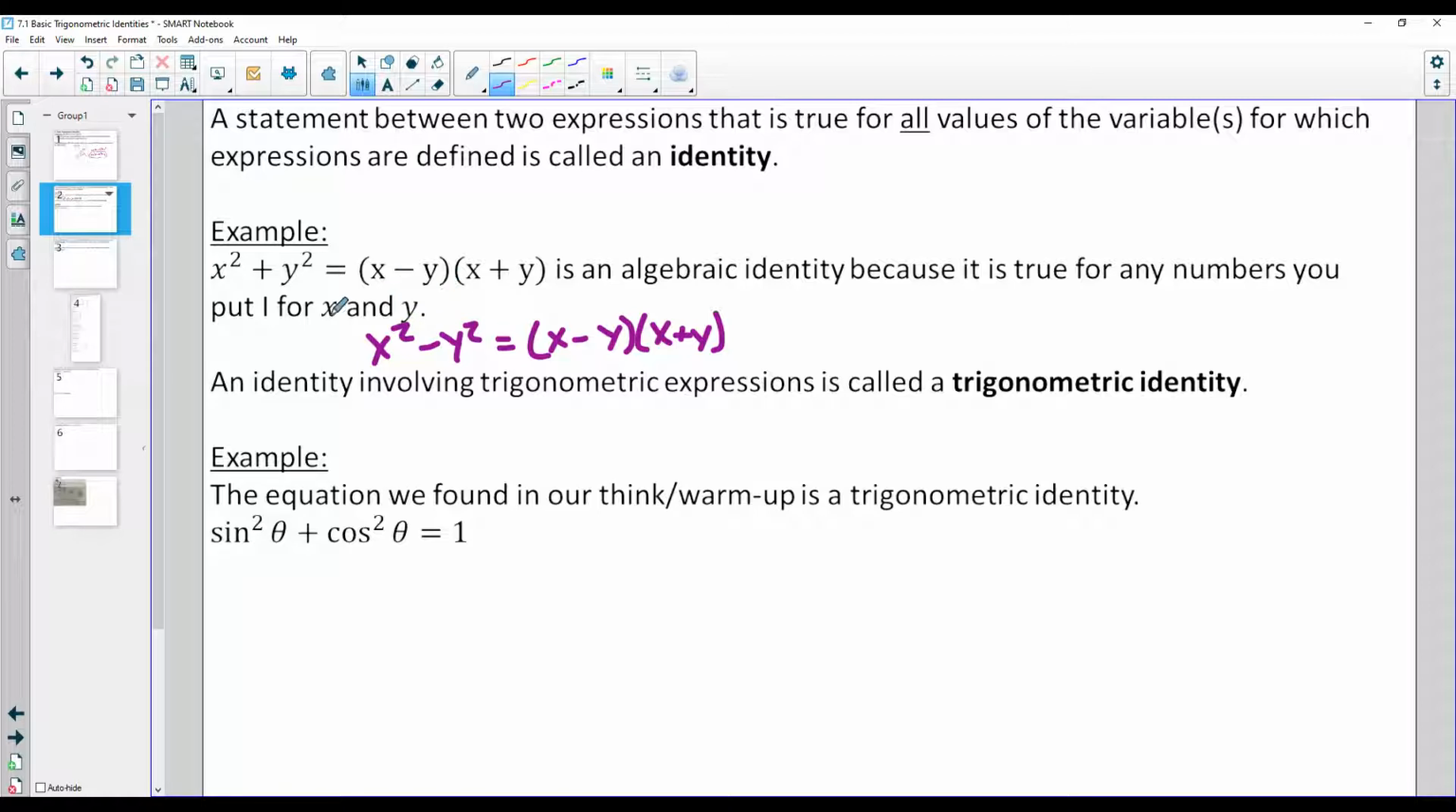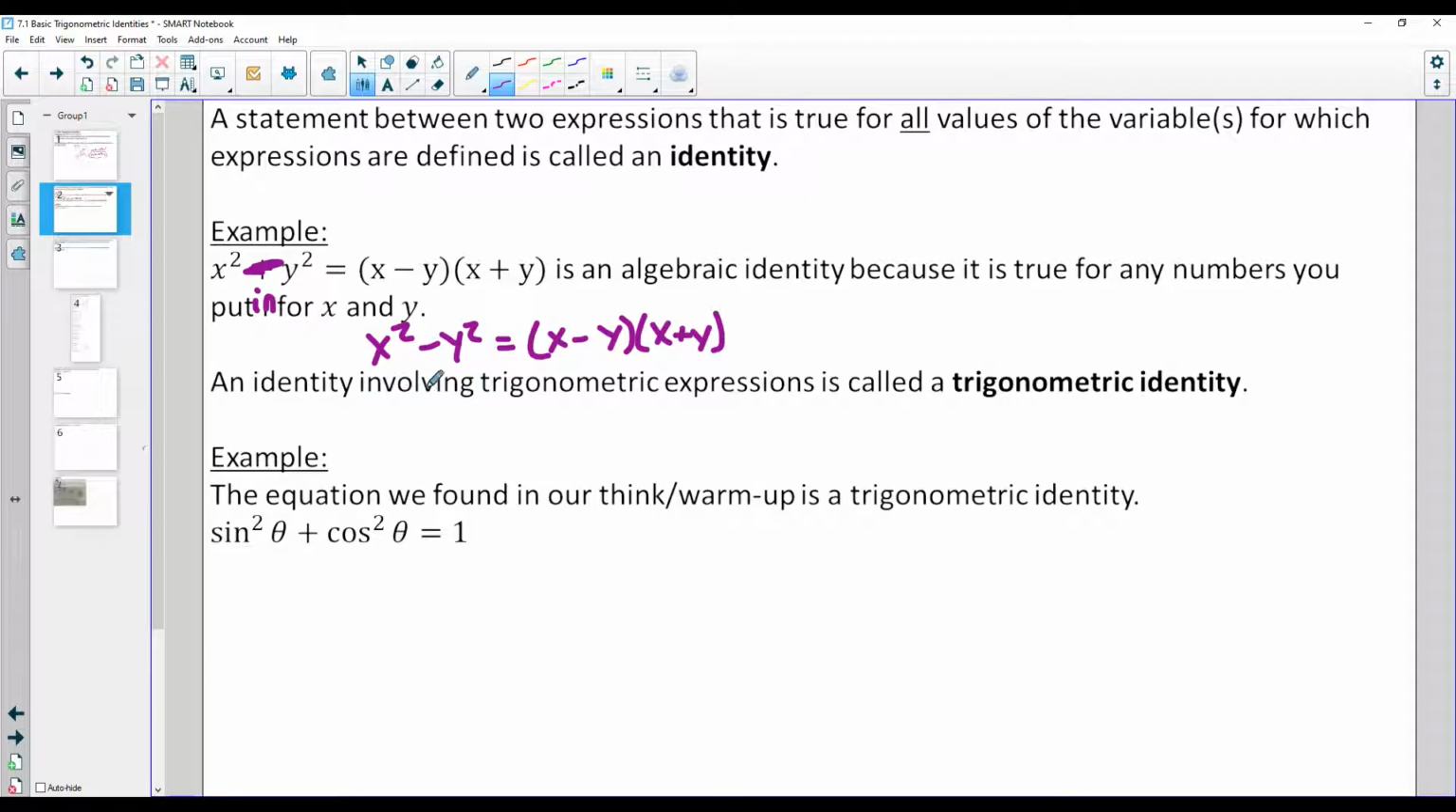That should say in. A lot of typos on this one. But in for x and y. So this should be minus, and this should say in. In for x and y, right? No matter what values I put in for x and y, this statement is going to be true.